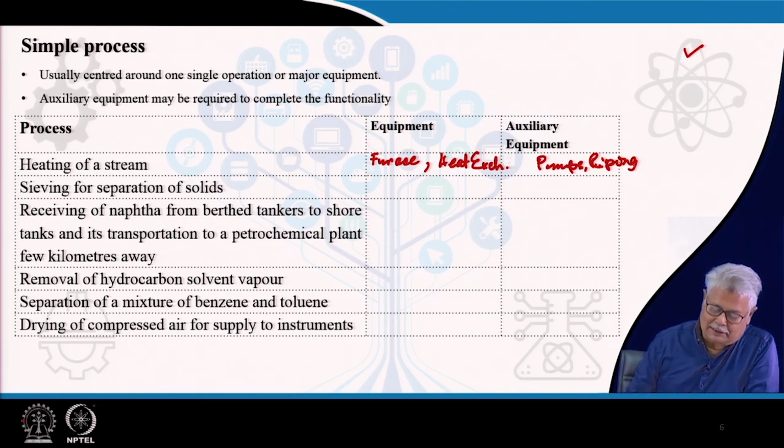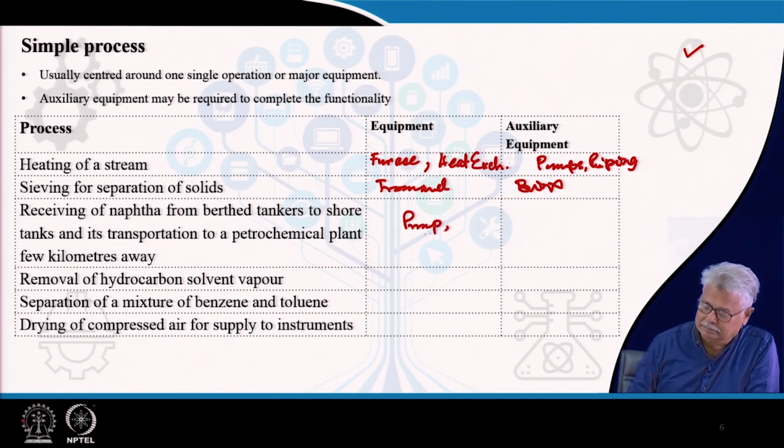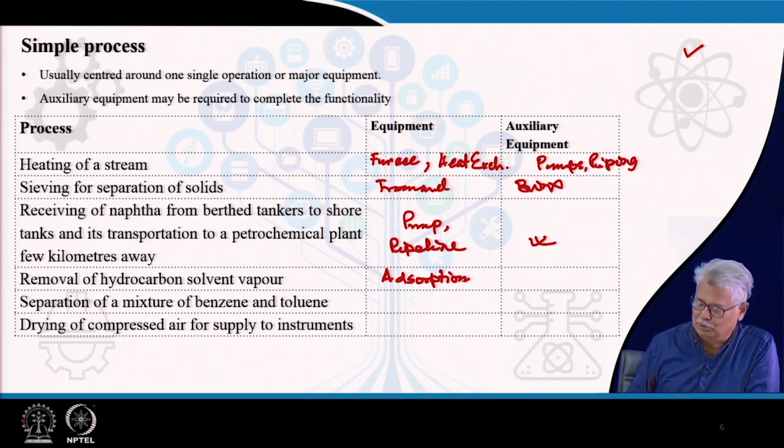The sieving for the separation of solids perhaps will involve a trommel, but it will also involve certain bins for storage. Receiving of naphtha will require pump, it will involve pipeline, and it will also have a lot of instrumentation involved. Removal of hydrocarbon solvent vapor possibly will be done by the process of adsorption. Possibly you will be using a carbon molecular sieve or charcoal, whatever is your adsorption material. But at the same time, you got to make the material flow. So, you need to have blowers in place.